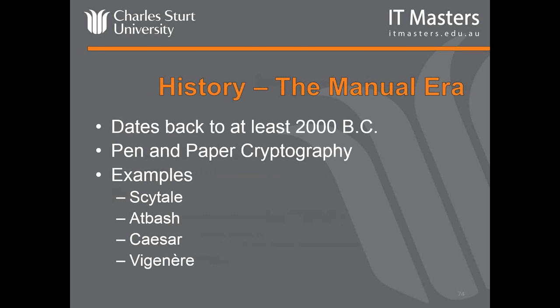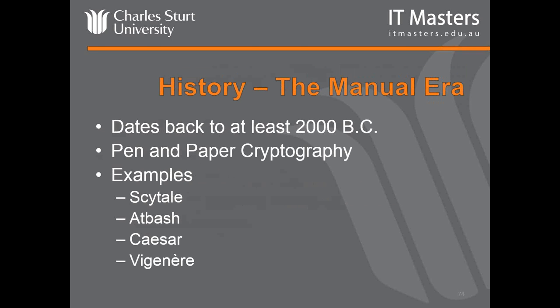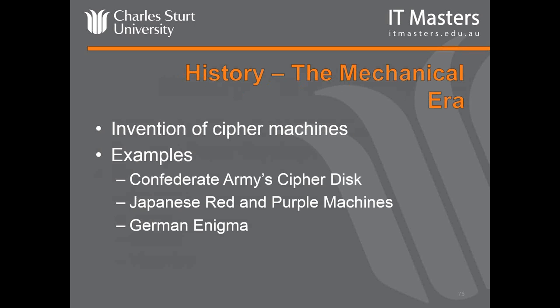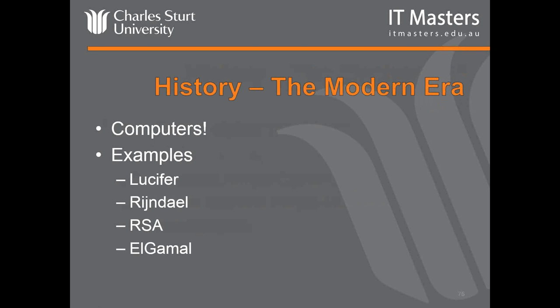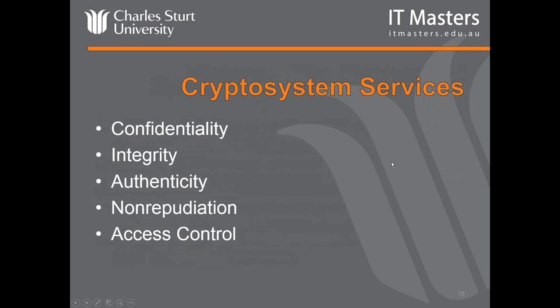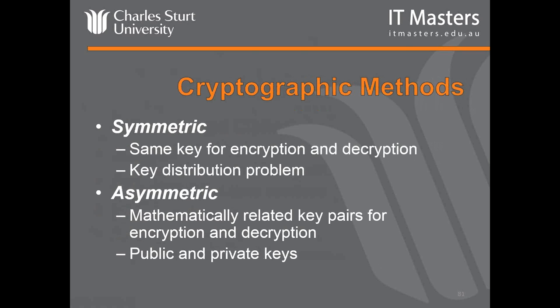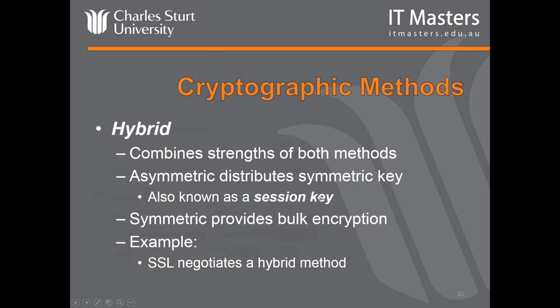So some of our examples we talked about here, you need to know those. So remember, you need to know the history of all this. So I mentioned that before. Make sure you have a good read of all of this. Make sure you understand all these different areas. Make sure you understand the different protocols. Make sure you understand how to do the Speak Like a Crypto Geek, and you understand the Cryptosystem Services. Understand the difference between stream and block-based ciphers, symmetric and asymmetric keys, hybrid, and other type things.